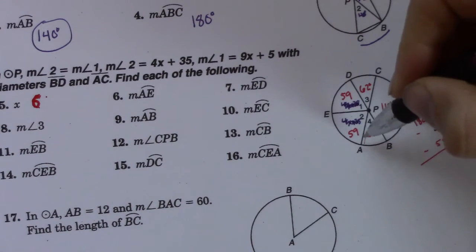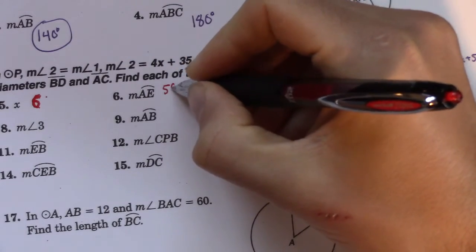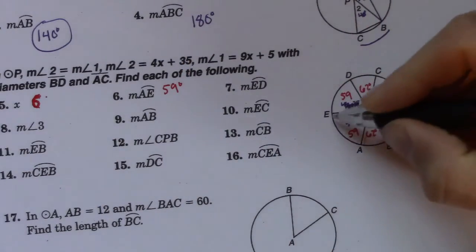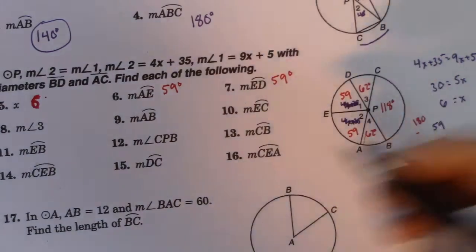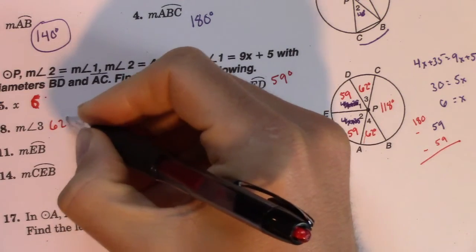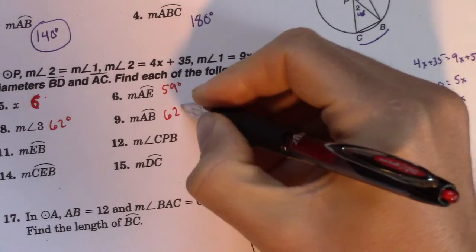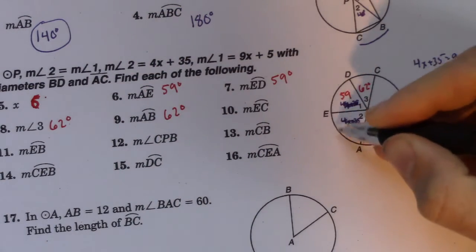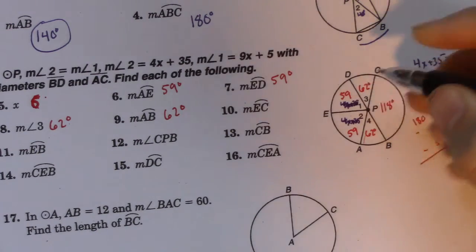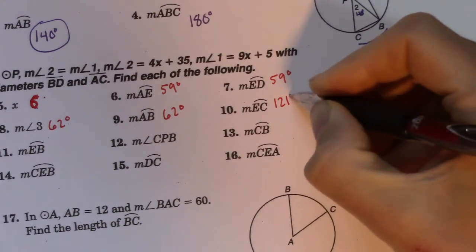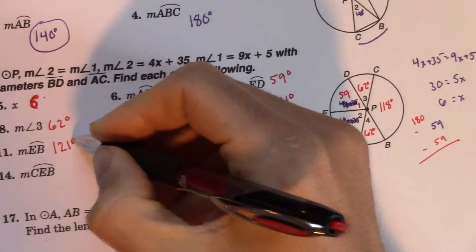AE, arc, matches the intercepted arc, or central angle, 59 degrees. ED, also 59 degrees. Measure of angle 3 we found is 62. Measure of AB matches the central angle, 62. E to C, 59 plus 62, that's a 1, carry it over, 121 degrees. EB will be the same, also 121 degrees.